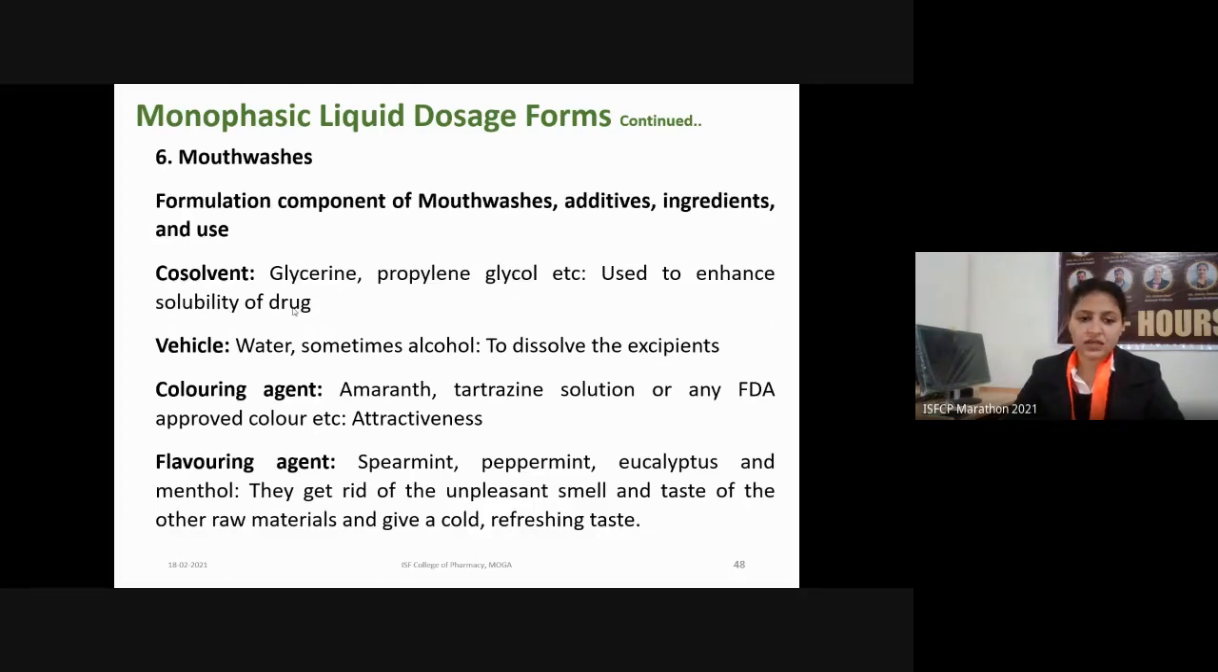The coloring agents that we use are amaranth, tartrazine solutions, or any FDA approved color, etc., for the attractiveness of the mouthwashes. Flavoring agents such as spearmint, peppermint, eucalyptus, and menthol can be used to get rid of unpleasant smell and the taste of other raw materials and give a cold, refreshing taste. In mouthwashes, these flavoring agents play an important role.